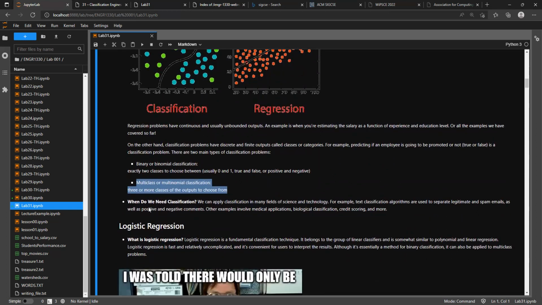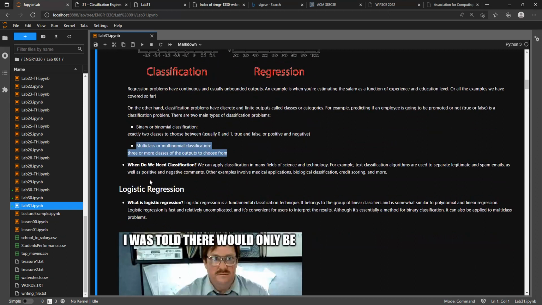So what do we need classification for? We apply it in many fields. For example, text classification algorithms are used to separate spam emails. Other examples involve medical applications. There actually exist machines, like logic machines, they don't do anything physical.